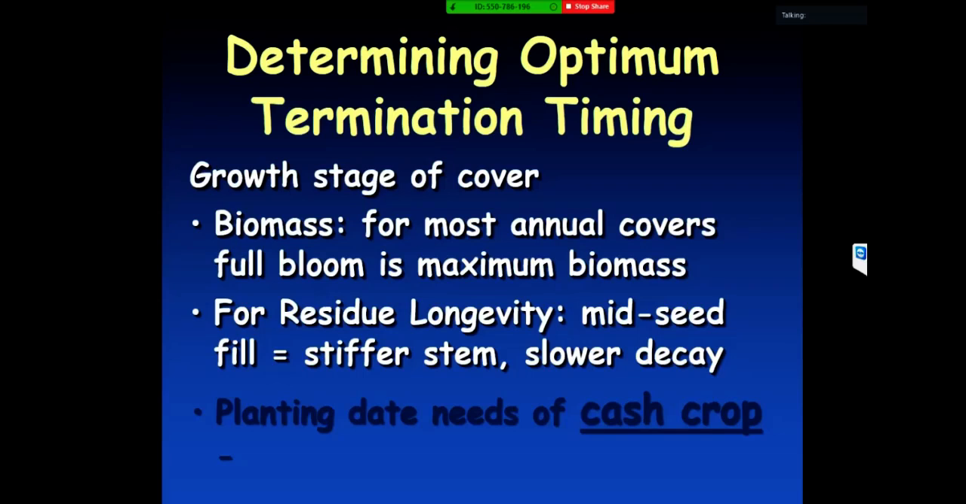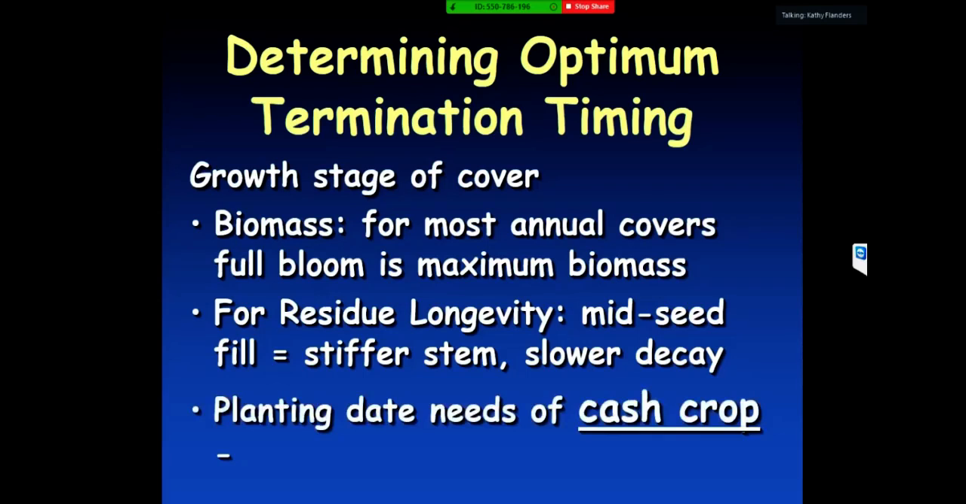Again, for most annual cover crops, full bloom is the maximum biomass. If you want maximum residue longevity, go to mid-seed fill. Usually with these cover crops, particularly grasses, you end up with a stiffer stem and a lot slower decay, so it lasts out there a lot longer. But as always, you have to take into account the planting dates of the cash crop. You don't want to delay too long and hurt the cash crop yields. That's the whole idea of the system, the cover crop and cash crop system.